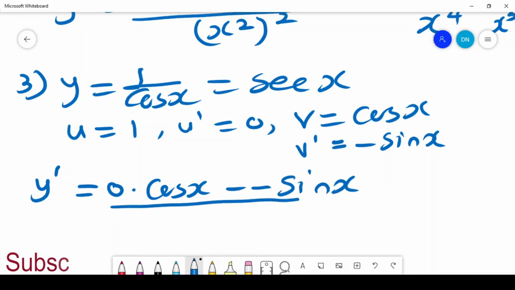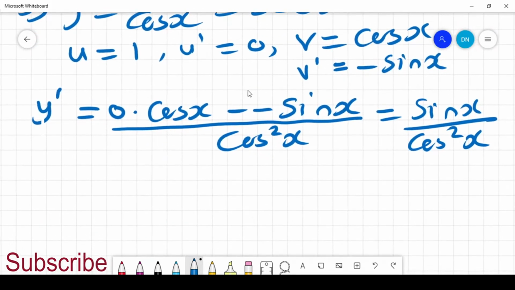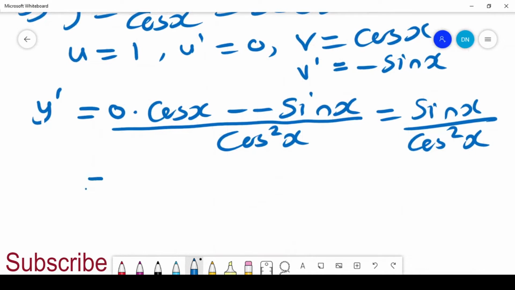And then you divide by cos squared x. And so that's what you get. And that's 0. That will be sine x all over cos squared x. So the first derivative of sec x is sine x over cos squared x, or if you wish, it could have been sec of x times tan of x.